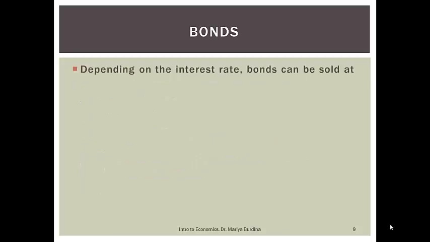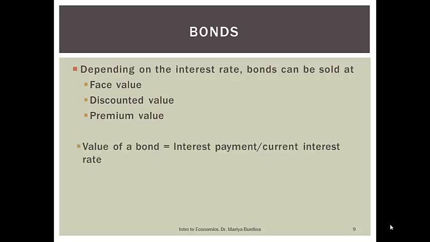Depending on the interest rate, bonds can be sold at the face value, discounted value, or premium value. So it's not necessarily for you to wait until maturity to get your money back. Sometimes we want to get our money back faster, and then we have to sell that bond. And you can receive either face value, discounted, or premium value. How is this value of the bond going to be determined? It's going to be determined by the interest payment, that coupon rate, and the current interest rate.